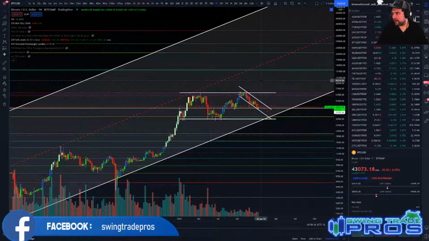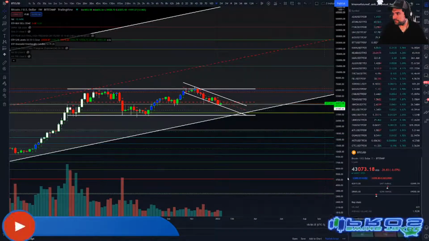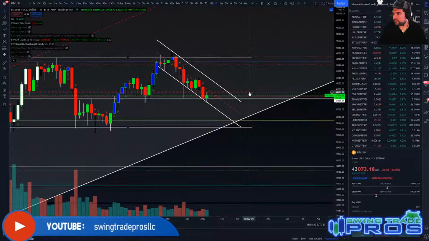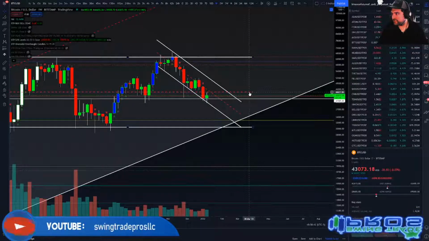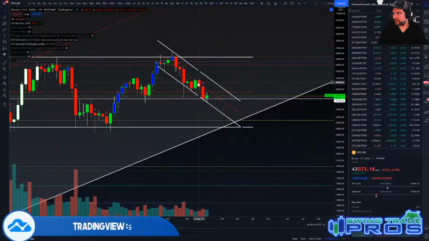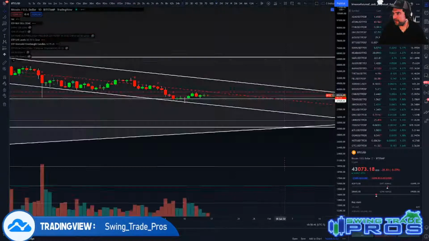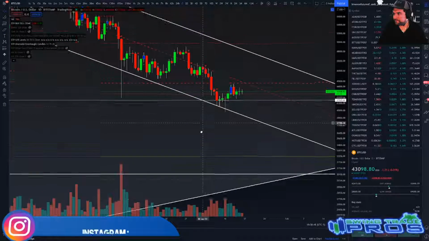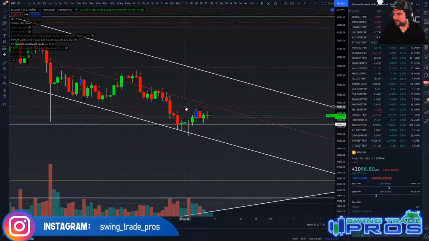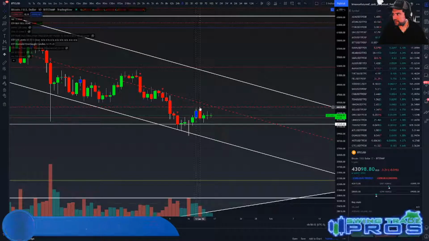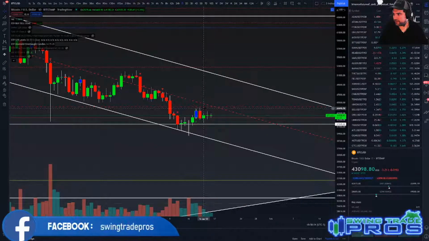All right, so Bitcoin. So far, it wasn't able to breach this $45,000 area. We talked about this last week that we might come up to touch that area. We got pretty close, right? This median trend line right here, this 44.6 area, we got pretty close to touching it.